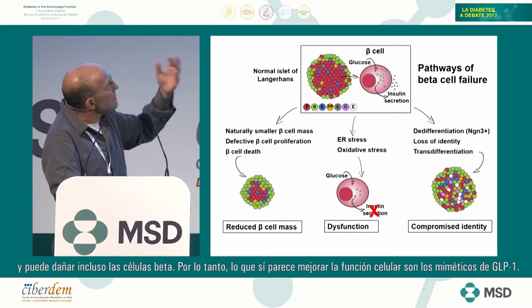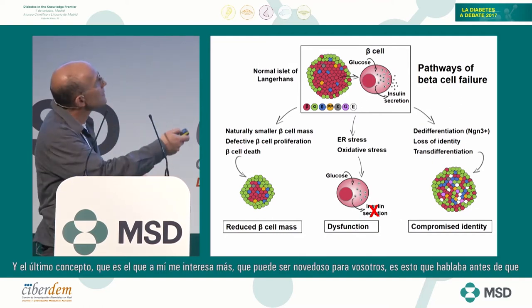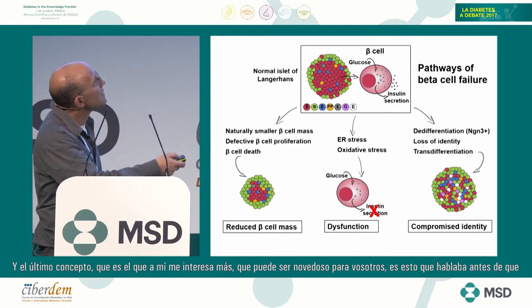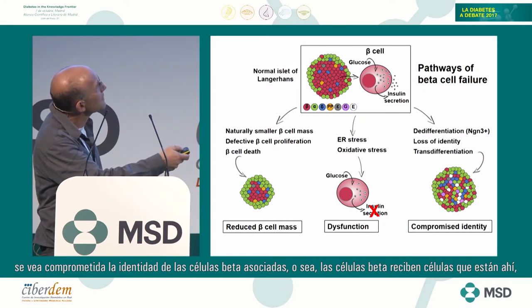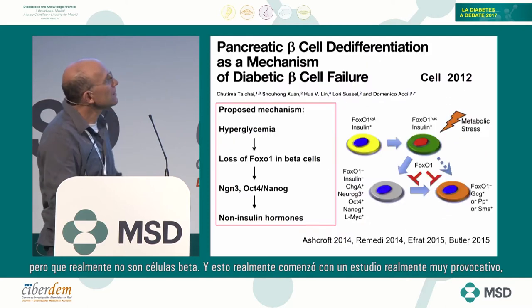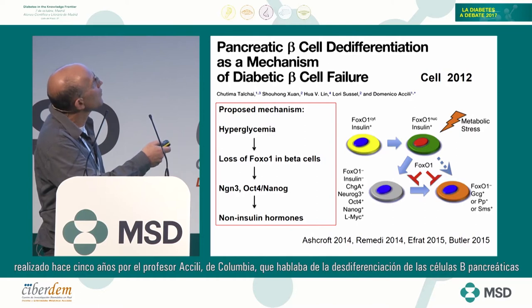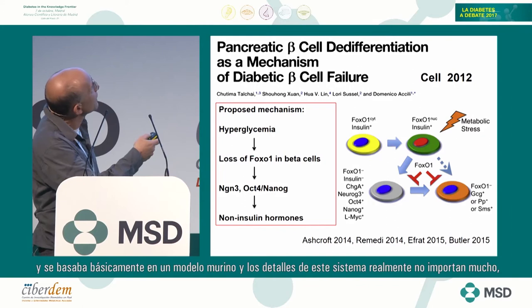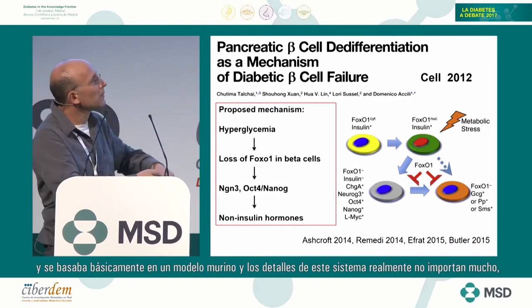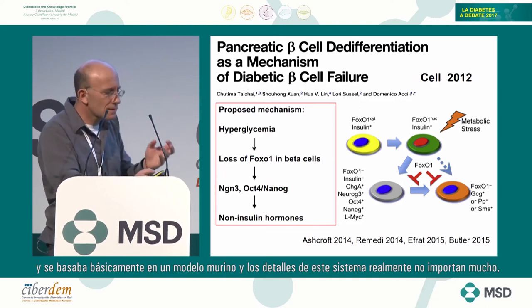And the third concept, the most novel and provocative, might be new to many of you, is this third arm of a compromised identity of beta cells. In this little drawing, if red are beta cells, we see cells that are just there. They are there, but they are not beta cells anymore. And this really started with a very important paper 5 years ago by Domenico Accili's group in Columbia, pancreatic beta cell dedifferentiation as a mechanism of beta cell failure. What they did in that paper was based purely on an artificial transgenic mouse system.